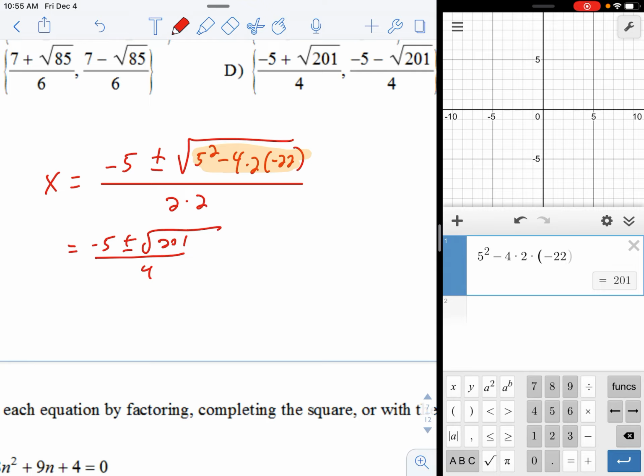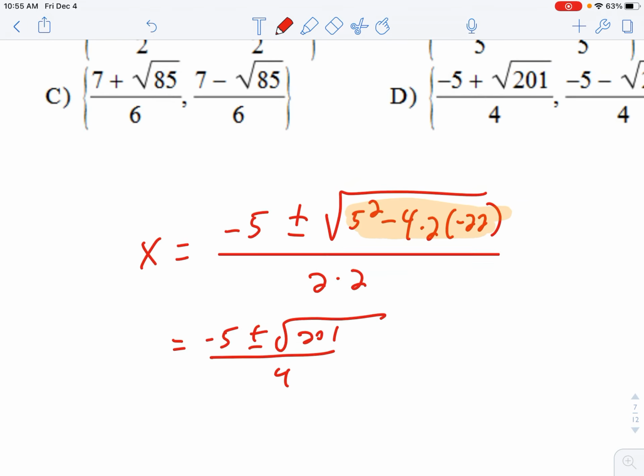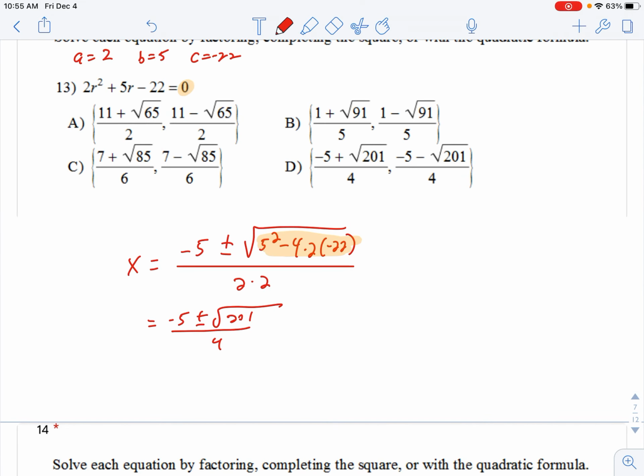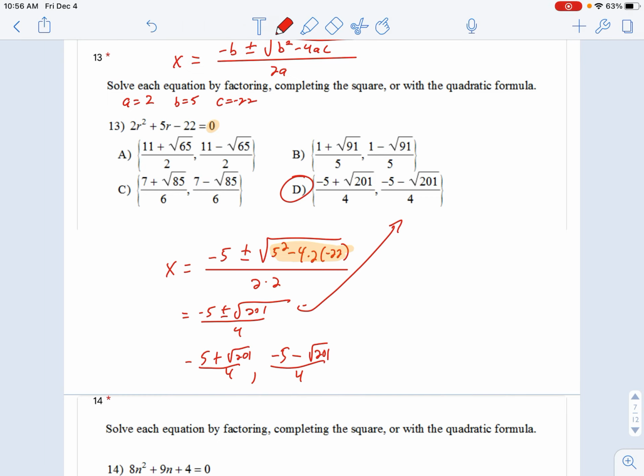Now, is 201 a square number? No. So looks like D is the right answer. There it is, right? Because plus minus means -5 plus square root of 201 over 4 and -5 minus square root of 201 over 4. That's what plus minus is. It splits it into two answers, so there it is, D.